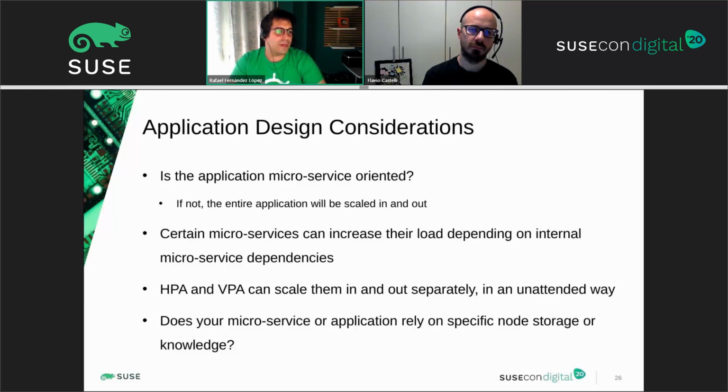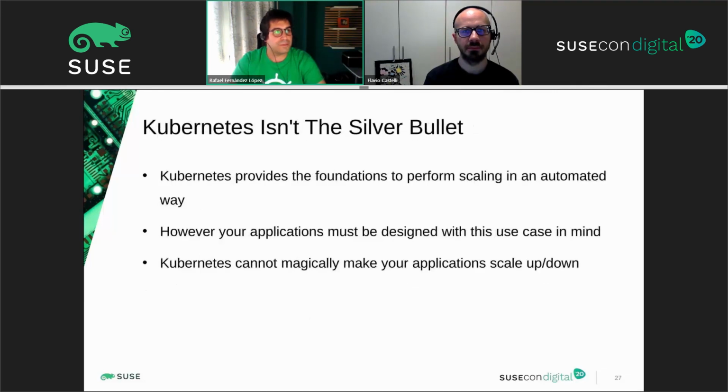And also, if your microservice or application relies on something node specific, let's say that you're using some host path or some storage that requires something from that specific node, you have to keep present that when, for example, the VPA kills the pod and Kubernetes recreates it, it will get rescheduled probably somewhere else. So you need to take all these things into consideration when designing your application, so it will play nice with these technologies.